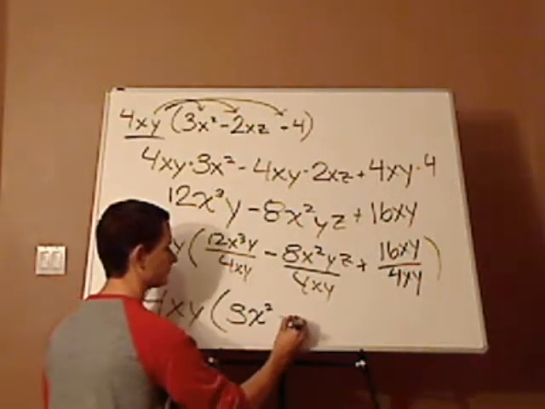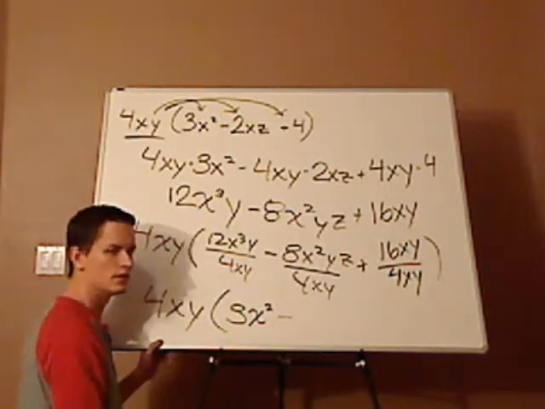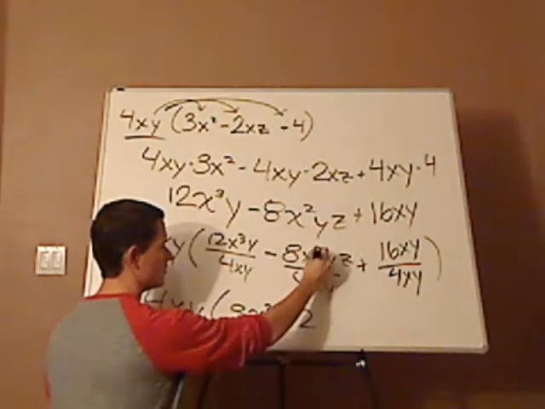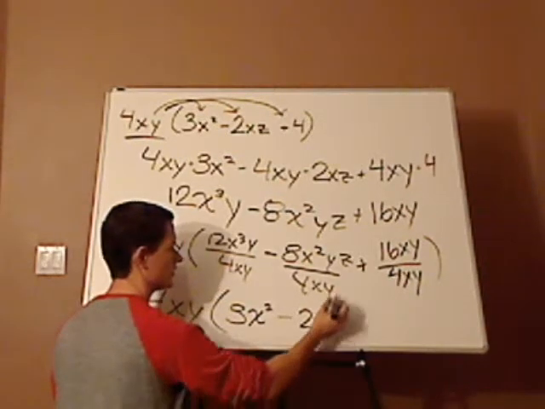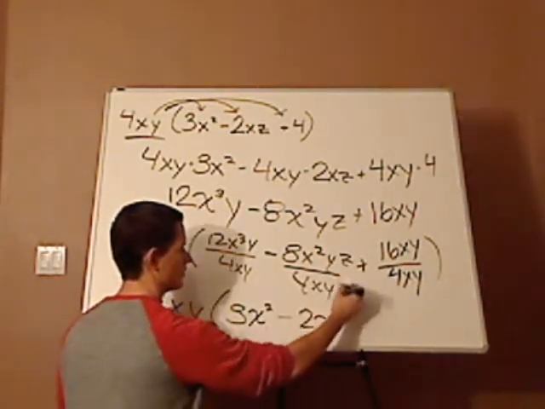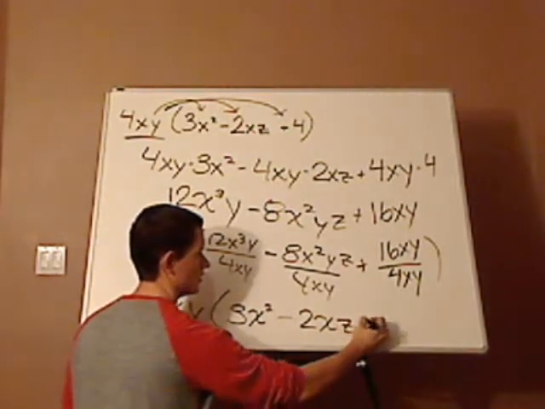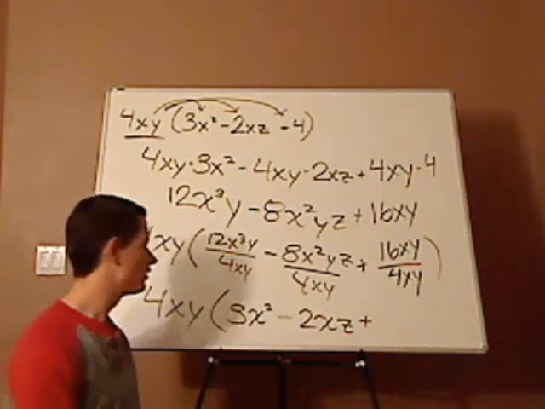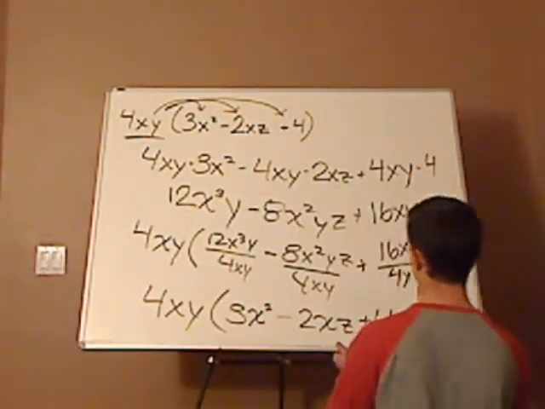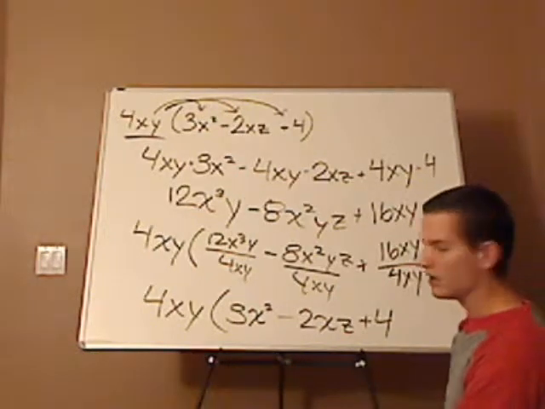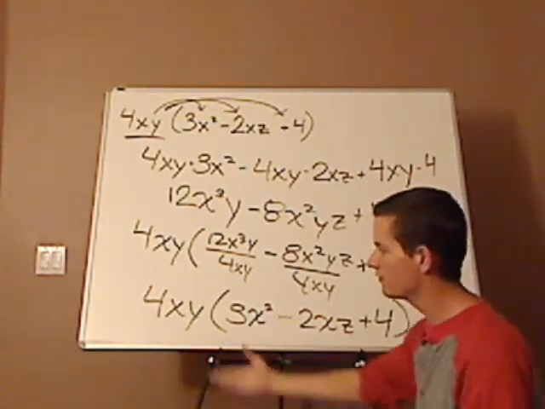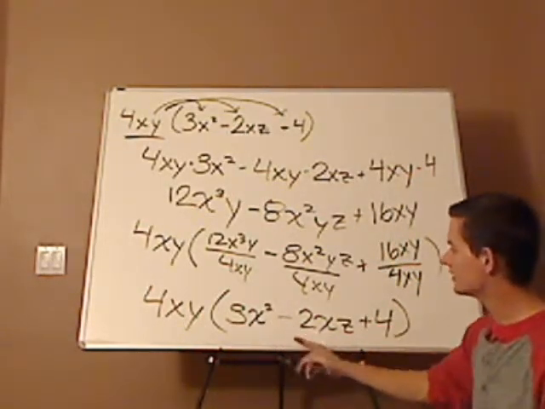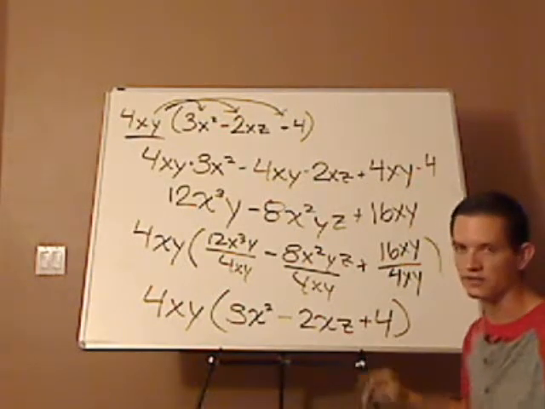So that cancels out. What is 8 over 4? Yeah, 2. This has 2 x's. There's 1 x here. So 2 minus 1 is just an x. Y over y, that cancels. And you're left with z. And don't forget the last term over here. What's 16 over 4? That's right, it's 4. And then the x's cancel out, and the y's cancel out. So you're left with 4xy parentheses 3x squared minus 2xz plus 4.